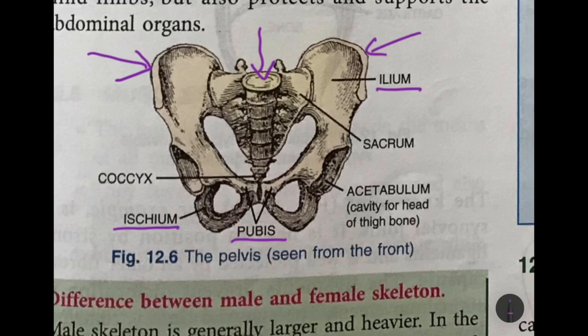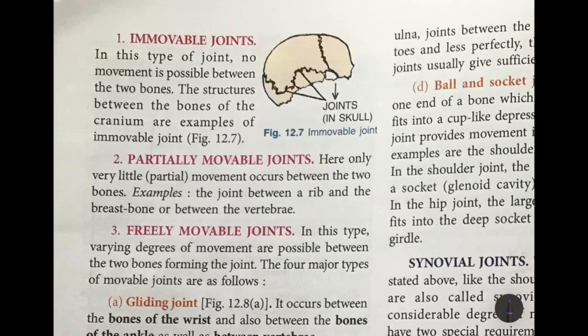On each side you can see a large cup-shaped articular cavity, which is known as the acetabulum. Inside it is hollow, so that the large rounded head of the thigh bone can easily get inside, so that it can articulate and the joint is formed here. The hip girdle supports the skeleton of the hind limbs and also protects and supports the abdominal organs. Now, joints are the points in which two separate bones meet.